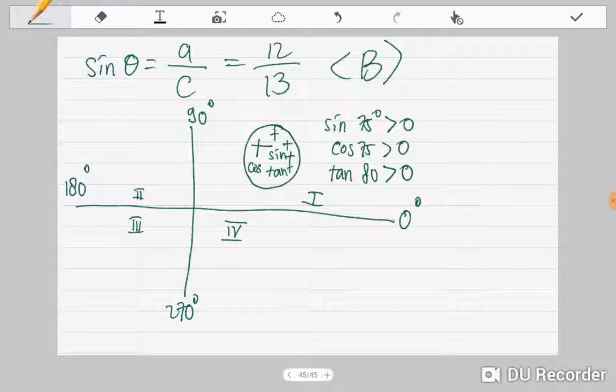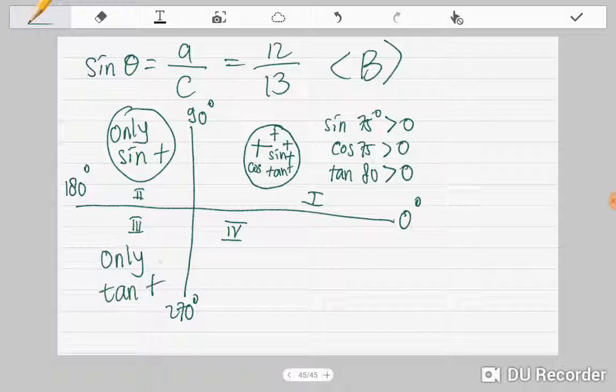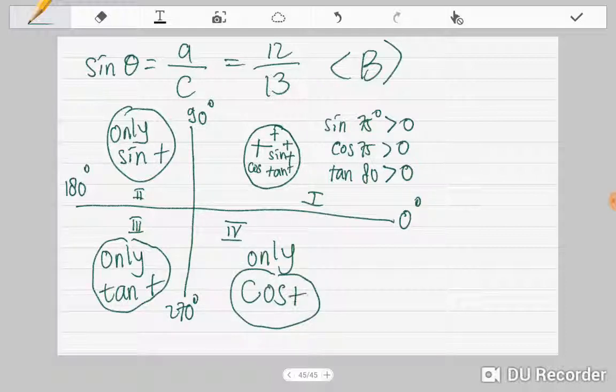For quadrant 2, only sine is positive. In quadrant 3, only tan is positive. And in quadrant 4, only cos is positive. Okay, so we've established that.